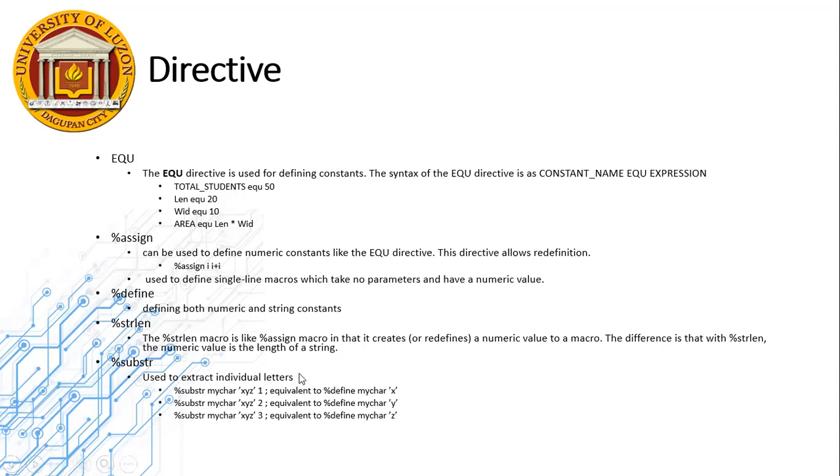Don't be confused with the first word right before the EQU. Those are just identifiers. You could actually use any identifier name as long as you follow the rules mentioned earlier. So if you will compute for an area, which is length times width, instead of changing the value from time to time, you just have to create an identifier area and put the expression right after the EQU directive.